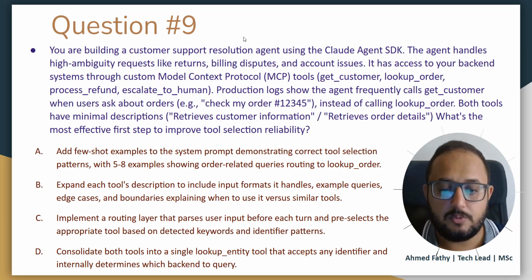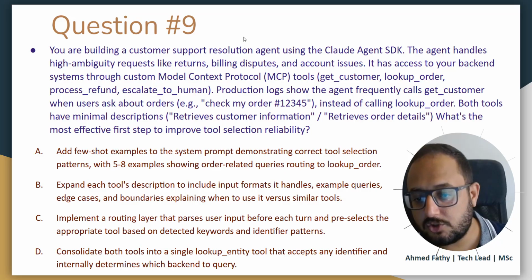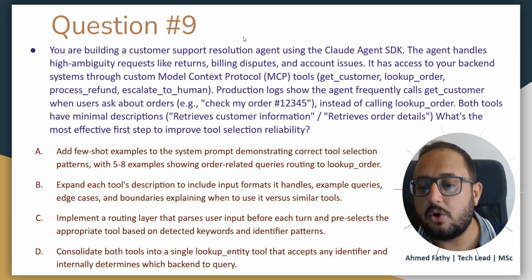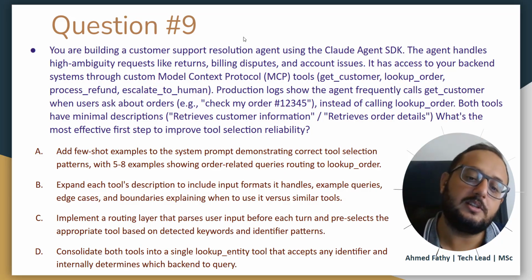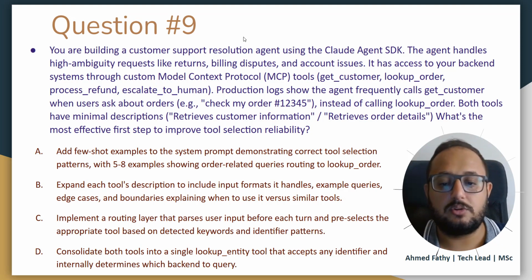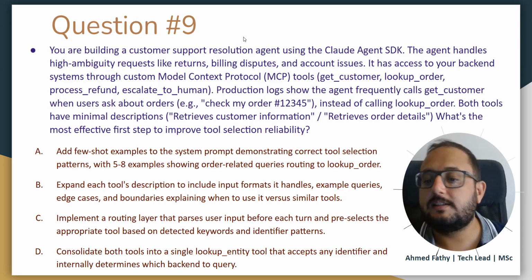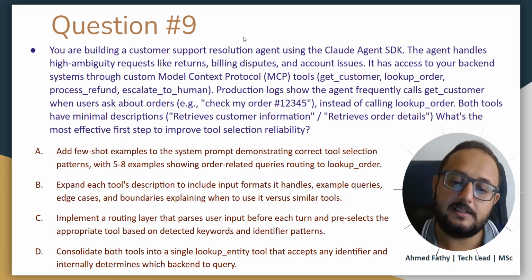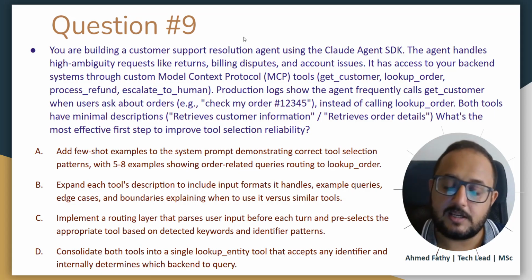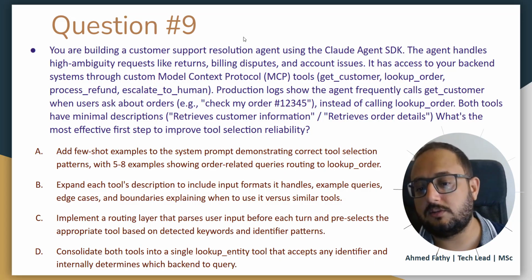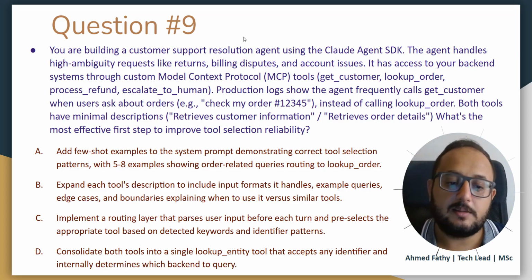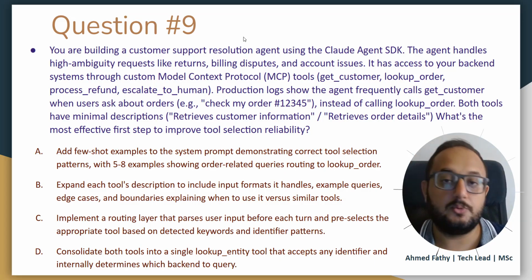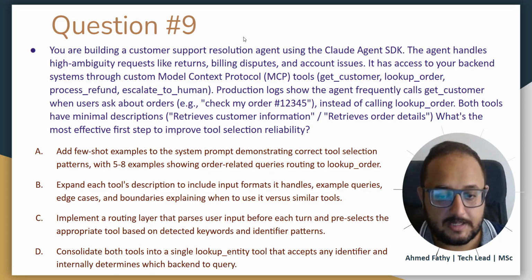refund, escalate to human. Production logs show the agent frequently calls get customer when users ask about orders, like "check my order 12345", instead of calling lookup order. Both tools have minimal descriptions, like "retrieves customer information" or "retrieves order details". What is the most effective first step to improve tool selection reliability?